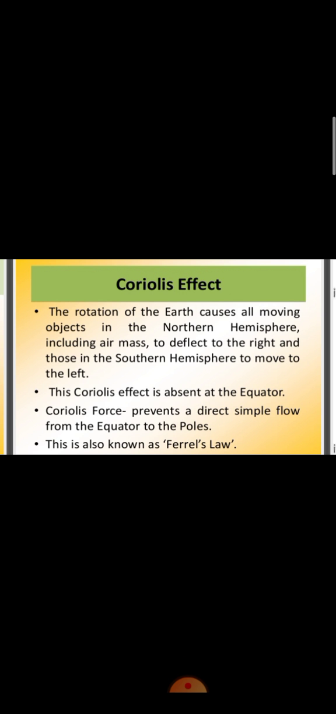Now, in detail, the Coriolis effect. The rotation of the earth causes all moving objects in the northern hemisphere, including air masses, to deflect to the right and those in the southern hemisphere to move to the left.